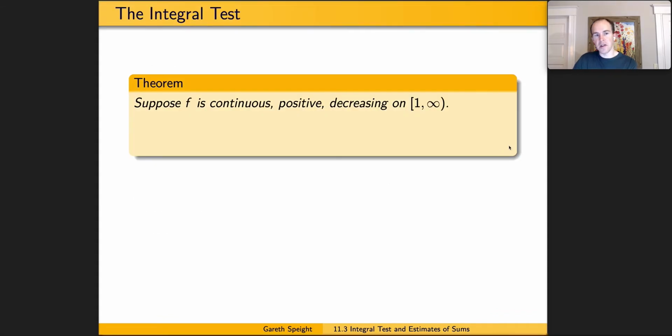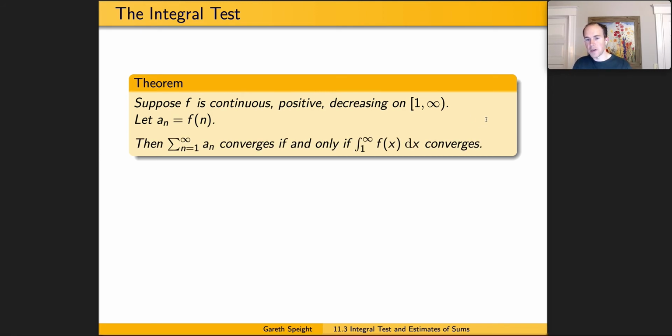Okay, so what's the underlying result here? It's called the integral test. Suppose we have a function which is continuous and positive and decreasing, like 1 over x to the p that we saw in the previous examples. And we have a_n equals f(n), so the terms in our series come from such a function. Then the sum will converge if and only if the integral of the function converges.